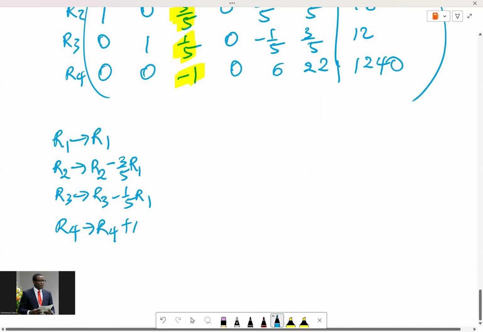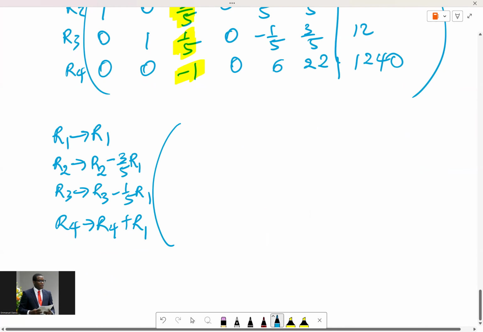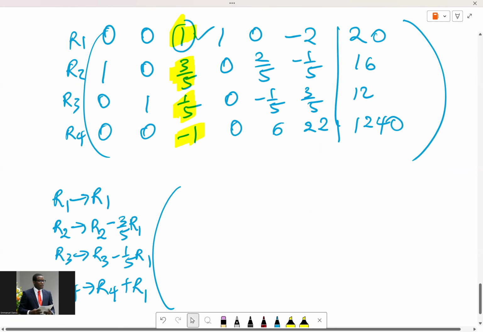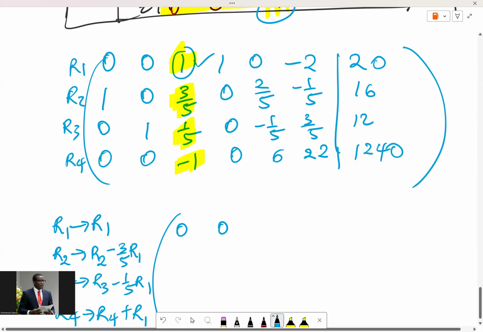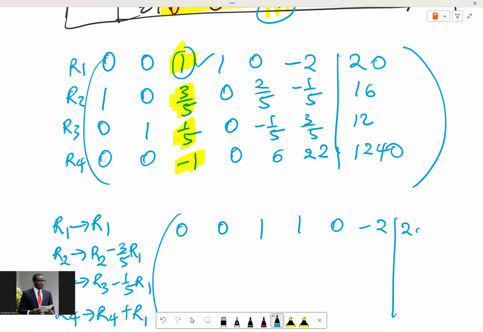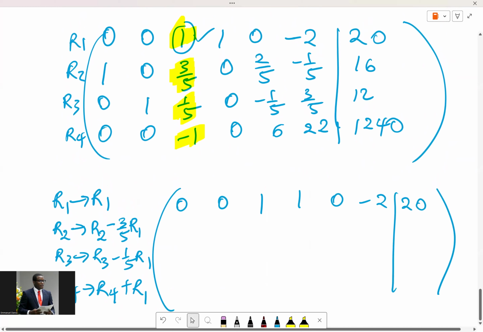So that'll be row 4 plus row 1, because minus 1 plus 1 is simply 0, which is what we need. So let's do that. So the new row 1 is the old row 1. So we just have 0, 0, 1, 1, 0, 0, 1, 1, 0 minus 2, 20. Okay. Then row 2.